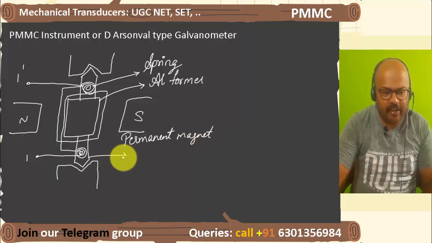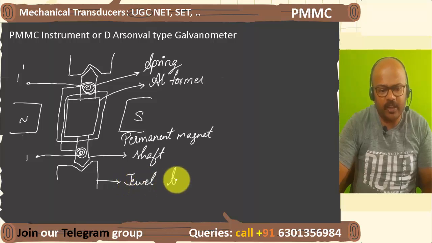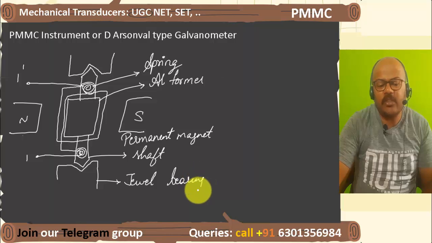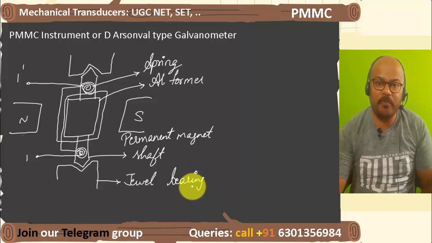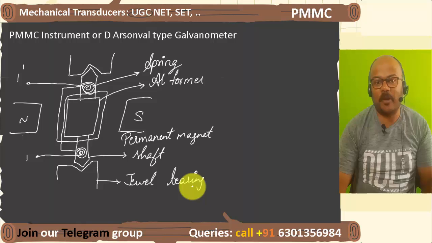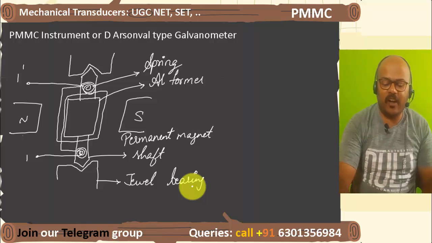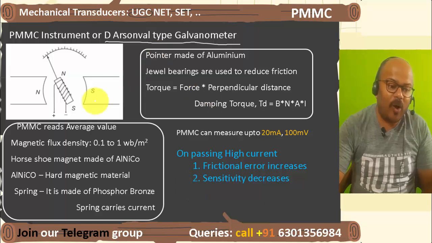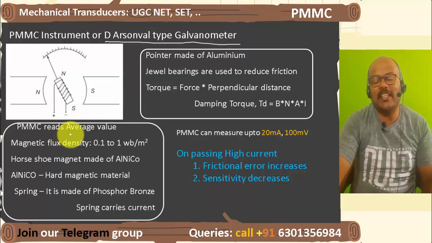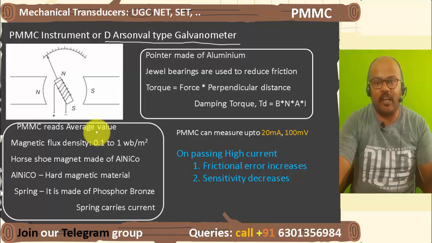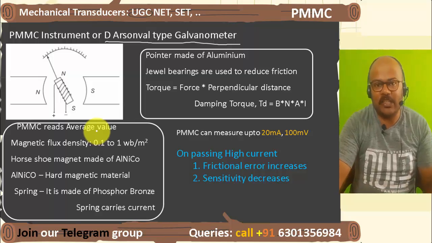This is shaft. This is jewel bearing. Now, they are going to ask with respect to the construction part. Questions may be asked with respect to the construction part, or they can compare with respect to MI or EMMC. Now, what I have told, this PMMC is the one which will be reading the average value, nothing but the DC value it is going to measure. AC it is not going to measure.